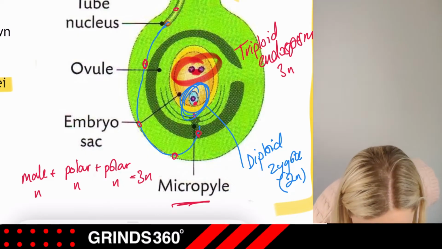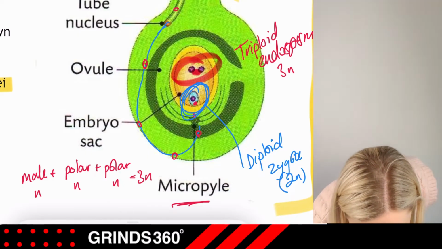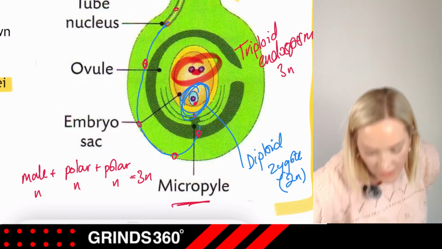Hi Jennifer, is the tube nucleus you drew in blue the only part of the tube nucleus that dies, or does it all die?